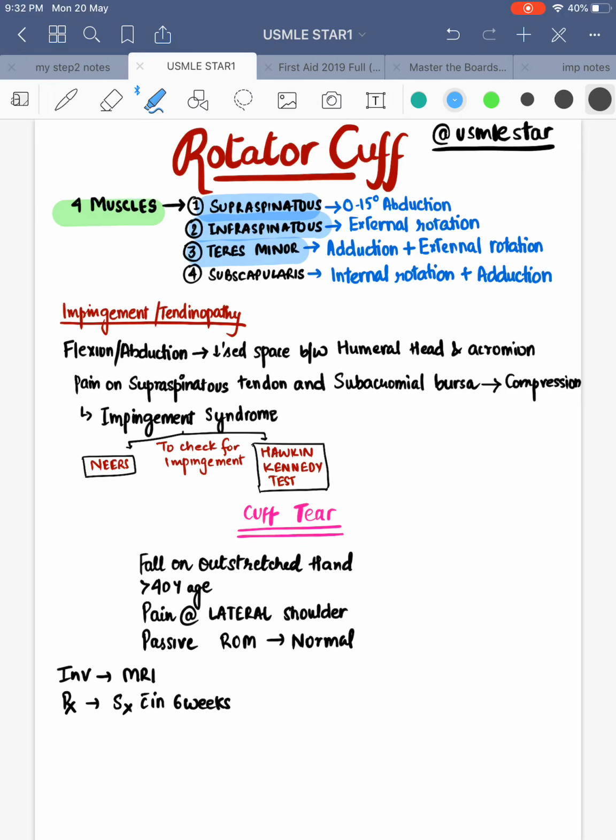The third one is teres minor. Teres minor is supplied by the axillary nerve, which shares a nerve supply with the deltoid muscle. It is responsible for adduction as well as external rotation of the shoulder. The fourth muscle is subscapularis, which is responsible for internal rotation as well as adduction. Now we know the four muscles of the rotator cuff.